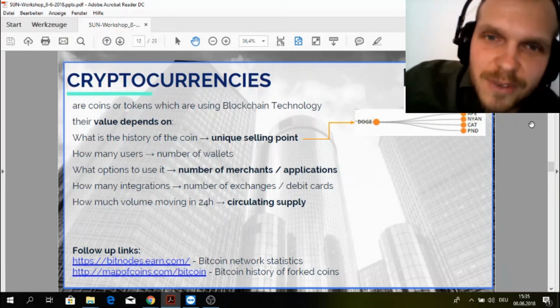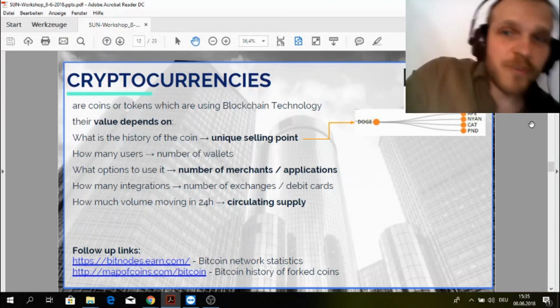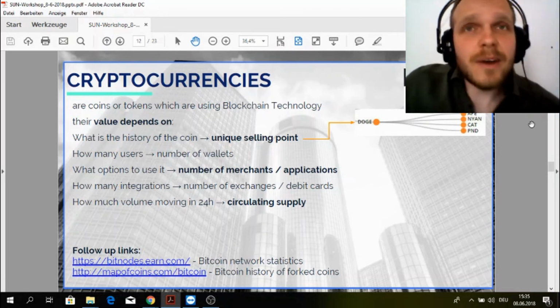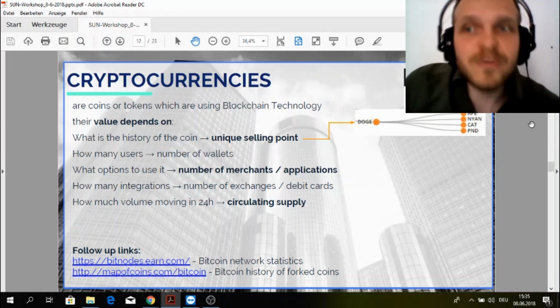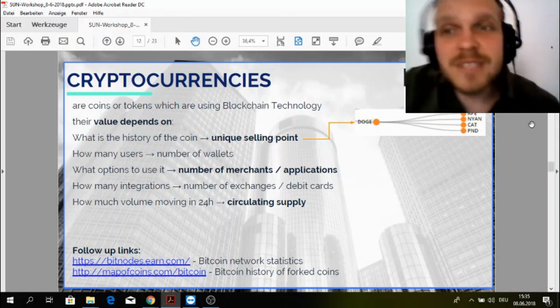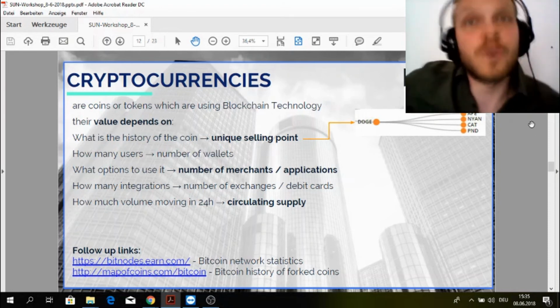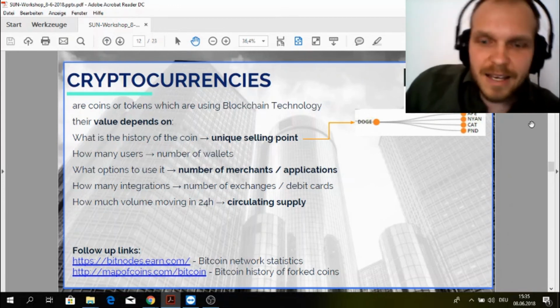And just to give you an example, Doge, which is a fork of Bitcoin, also has a very unique selling point because it's very old. So this can also be a point of increasing value. If I'm the first one on the market, and I'm stable and still working, which Bitcoin is, for example, then the value increases over time, which is also a very important point to see.